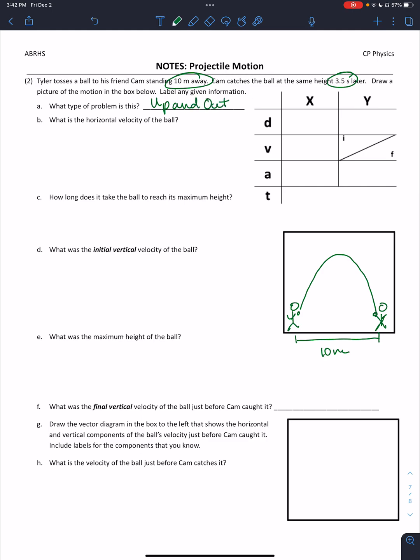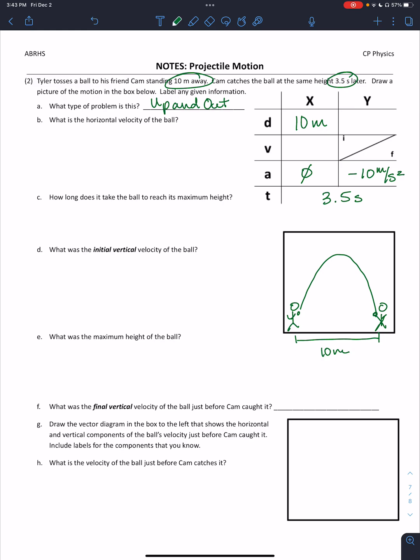If it were a cliff problem, it would start at the maximum height, and that would be all we would see. So what can we fill in our graphic organizer based on this information? Tyler and Cam are 10 meters apart horizontally, so that 10 meters is dx. We're also told it takes 3.5 seconds for the entire motion to occur. In addition, I know that there is no horizontal acceleration and that the acceleration due to gravity, the vertical acceleration, is negative 10 meters per second squared.